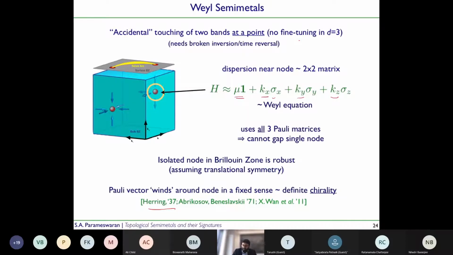The second fact is that there's a certain sense in which the Pauli vector winds around the node. So if you look over here, sigma dot k and minus sigma dot k have slightly different behaviors, because in one of them, the way I think about it, the Pauli vector is aligned parallel to the momentum as I go out. In this one, it would be minus sigma dot k, so the Pauli vector is aligned anti-parallel. And that defines a kind of handedness to these nodes, which is the chirality.